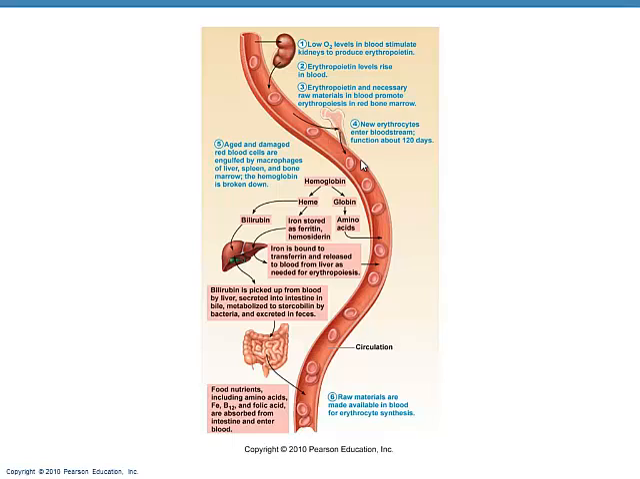What do you want us to know from this figure? The entire system? No, just that we recycle the red blood cells, and that the liver plays a role. Terms like bilirubin you should be familiar with, and the components of hemoglobin: heme, globin, and iron.